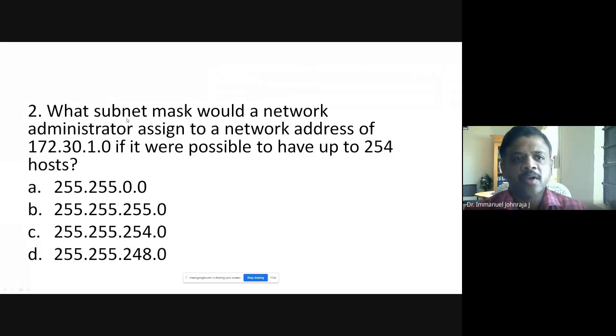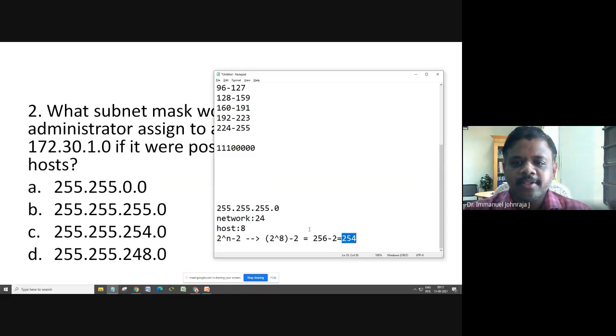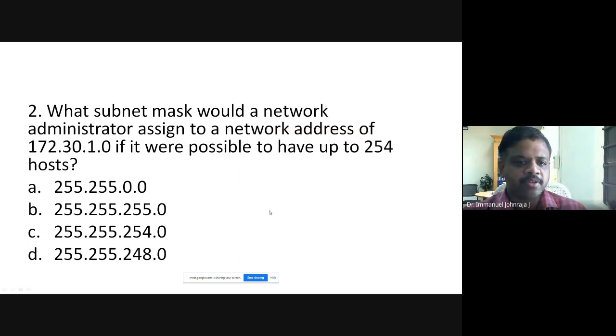Now, what's the question? What subnet mask would a network administrator assign to a network address if it were possible to have up to 254 hosts? All right. You have got 254 hosts. What is the mask? 255.255.255.0. You are supposed to have that as the answer.